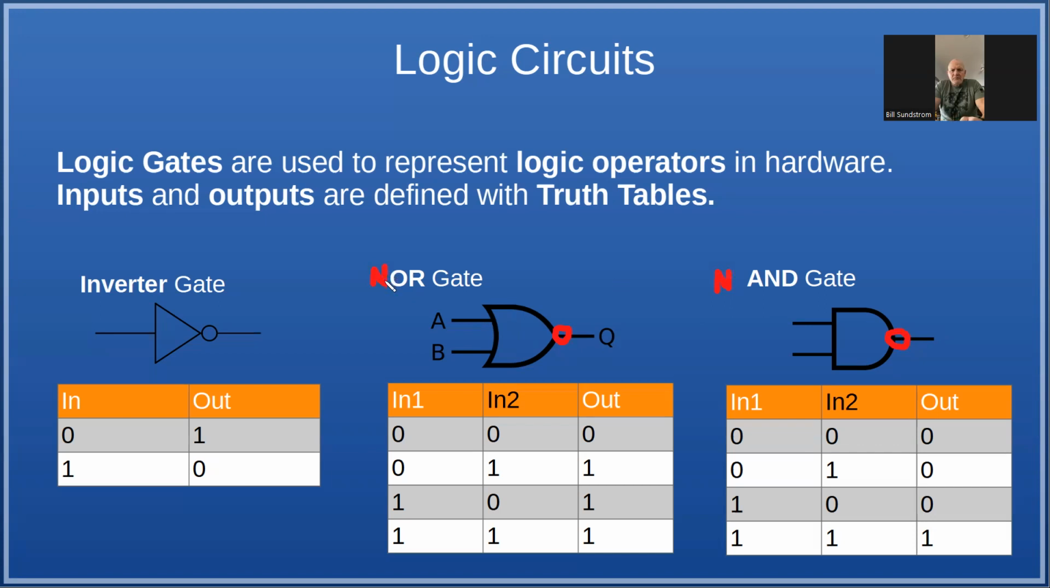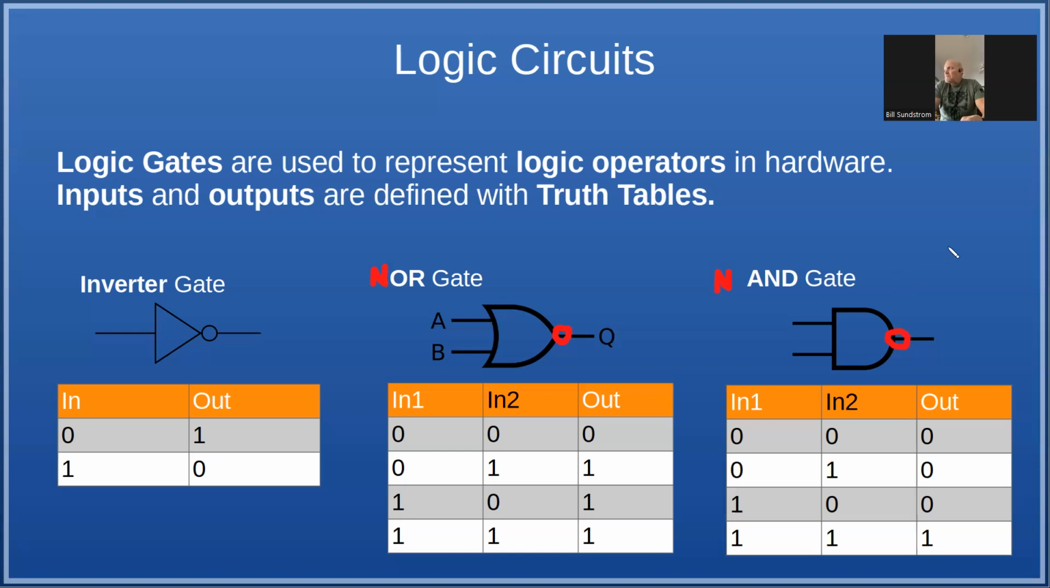Now, it turns out from an implementation standpoint, it's easier to build NORs and NANDs with the transistors than it is ANDs and ORs. It takes more transistors to make an AND gate than it does a NAND gate. Right, Ernie? I don't know the insides. Trust me on that one.